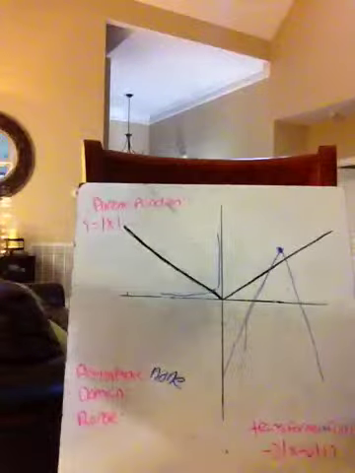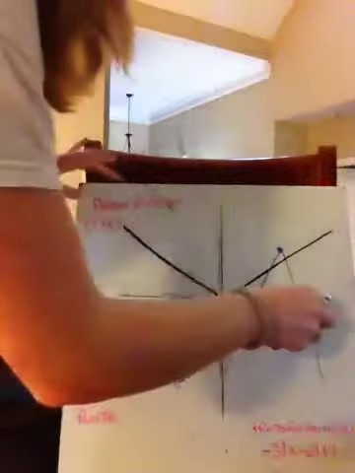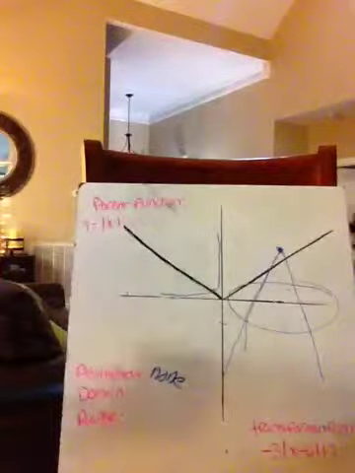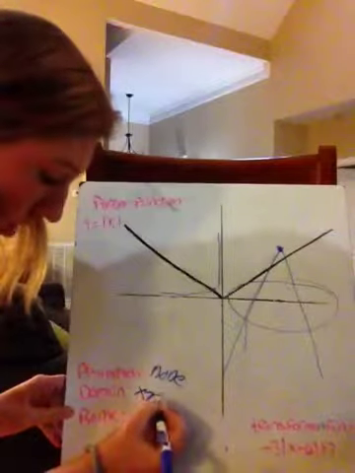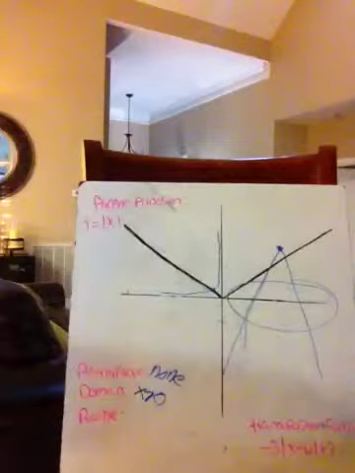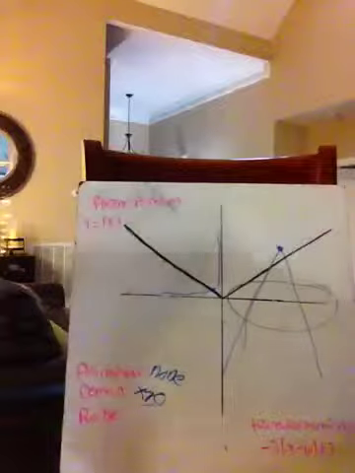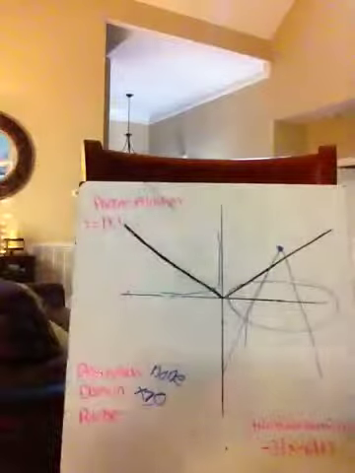Okay? And our domain is the same thing as our x's. Our x's are our x-axis right there, and all we have are positive x. So x has to be greater than 0, or equal to also.